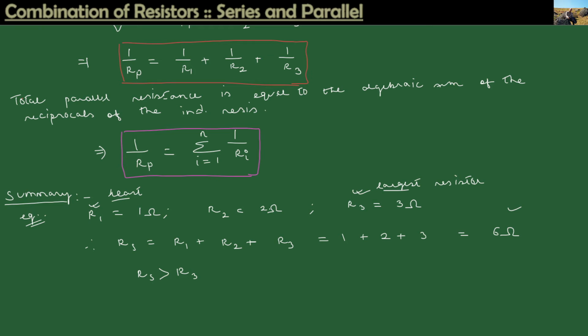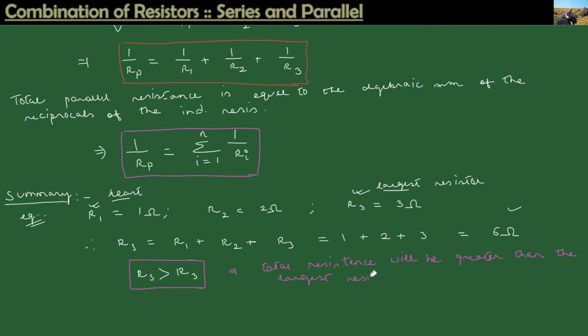So if the resistors are connected in series, the total resistance will be greater than the largest resistor. The total resistance will be greater than the largest resistor.